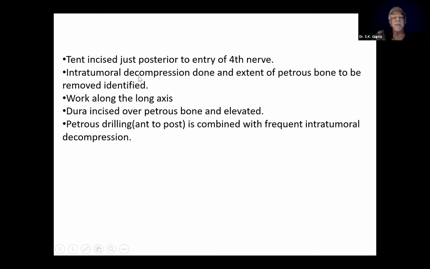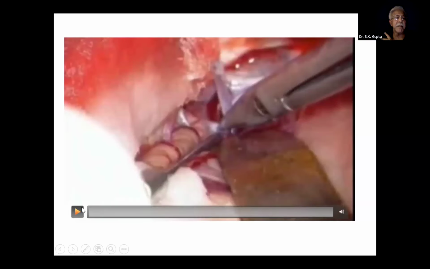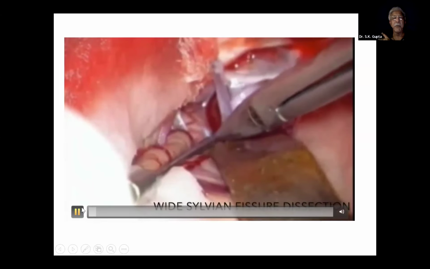Intratumoral decompression is done first, and after that we decide how much petrous bone has to be drilled. And we are working along the long axis of the tumor, which is the best axis to work upon. The dura is incised, the petrous bone elevated, and this petrous drilling is combined with frequent intratumoral decompressions. Just showing you a short video of the initial steps of the approach.